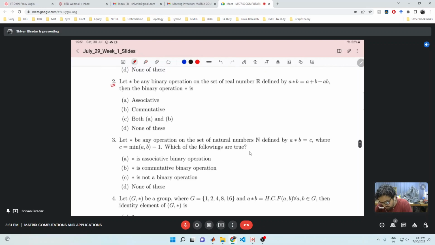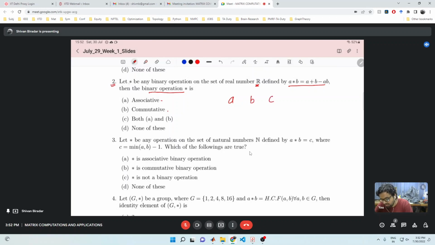We'll go on to the second question. The second question says: let star be a binary operation on the set of real numbers R, defined as this. Is this binary operation commutative, associative, or both A and B? What does associative mean? Let us say that we have three elements A, B and C.